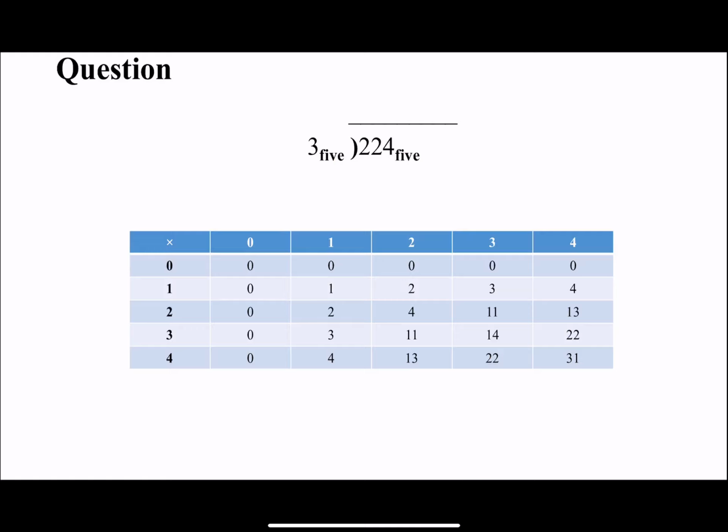Okay, go ahead, answer this one. We have 2 to 4 base 5 divided by 3 base 5. Follow the same strategy, see what the quotient and remainder are. Don't forget to focus only on the column of 3. Go ahead, I give you around 1 minute.